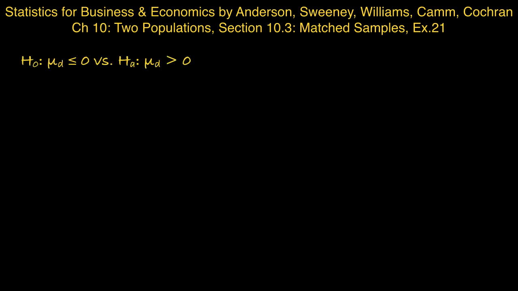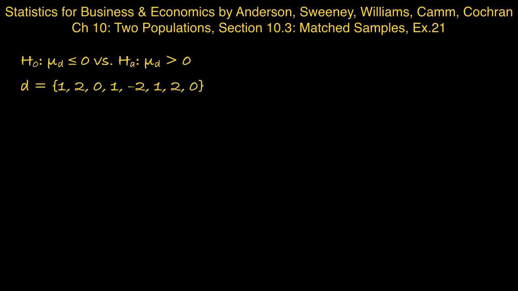So we're doing an upper tail test here with mu d less than or equal to 0 in the null and mu d greater than 0 in the alternative, and mu d is defined as the after rating minus the before rating.